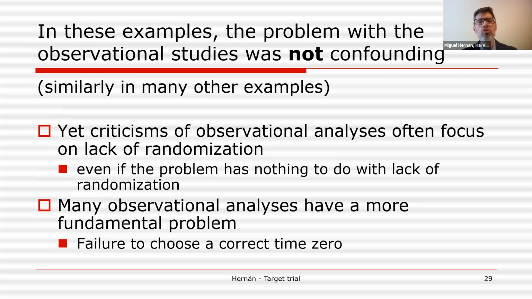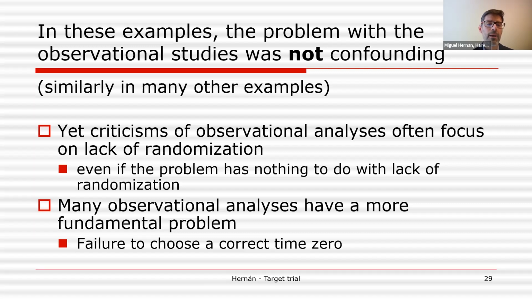The key point I like to make is that in these examples, the problem with the observational studies was not lack of randomization. The problem was not confounding. And this is something that we keep finding over and over. A lot of the criticisms of observational analysis are that they are not good because they are observational, because there is no randomized assignment of the treatment. But what we keep finding is that a lot of observational studies that are published are incorrect for reasons that have nothing to do with lack of randomization.